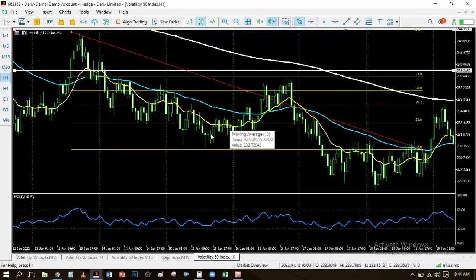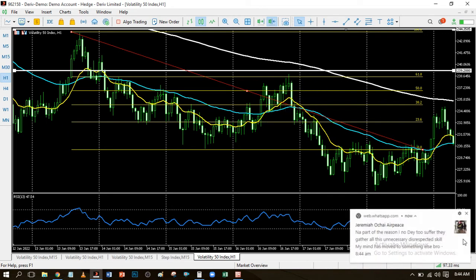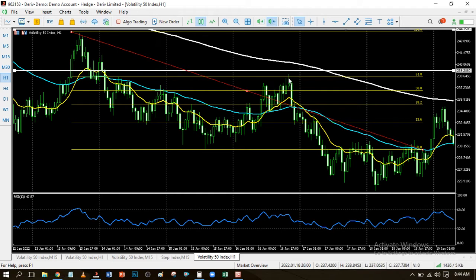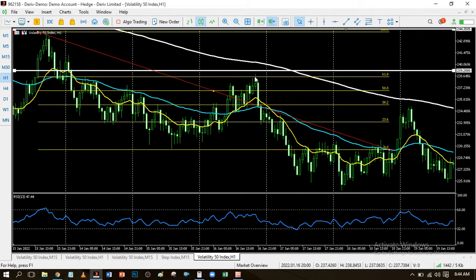Now you want to make sure that this discount here touches your 61.8, or preferably touches your 50, or is between 50 and 61.8, or at most you want to make sure that it touches your 61.8. Once it touches your 61.8, then you know that you're ready to actually place a sell trade.